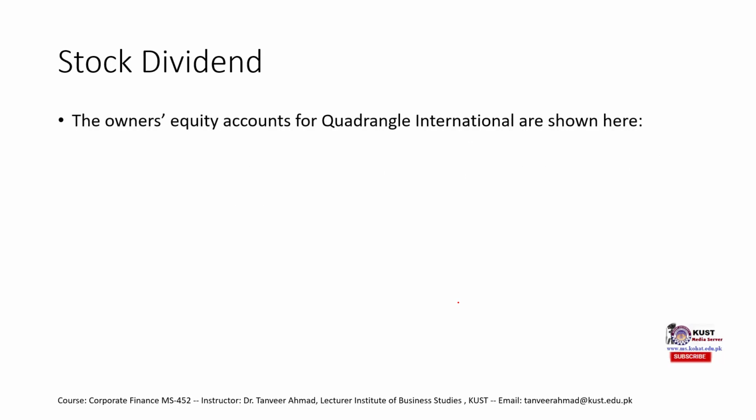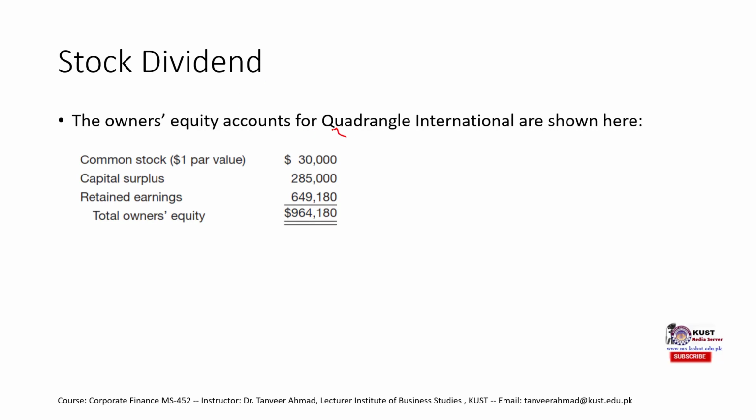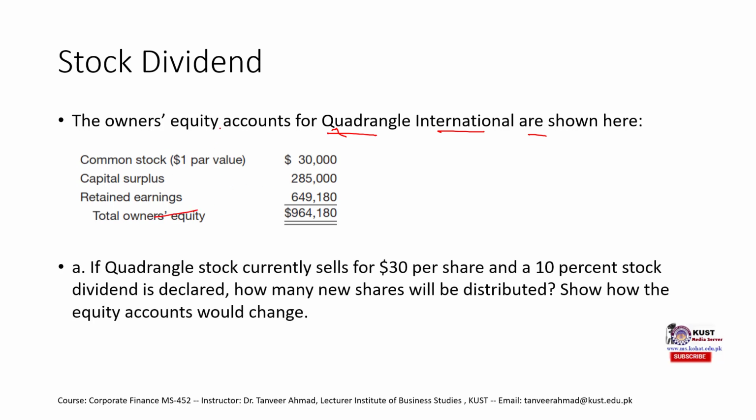Okay, next question is regarding stock dividend. The owner's equity account of this quadrangle international firm is shown below. So we have this owner's equity account. The question is that if the stock is currently selling for $30 per share and a 10% stock dividend is declared, how many new shares will be distributed? Show how the equity account would change. So first we need to find out how many new shares will be distributed, and then we need to see how this equity account would change.